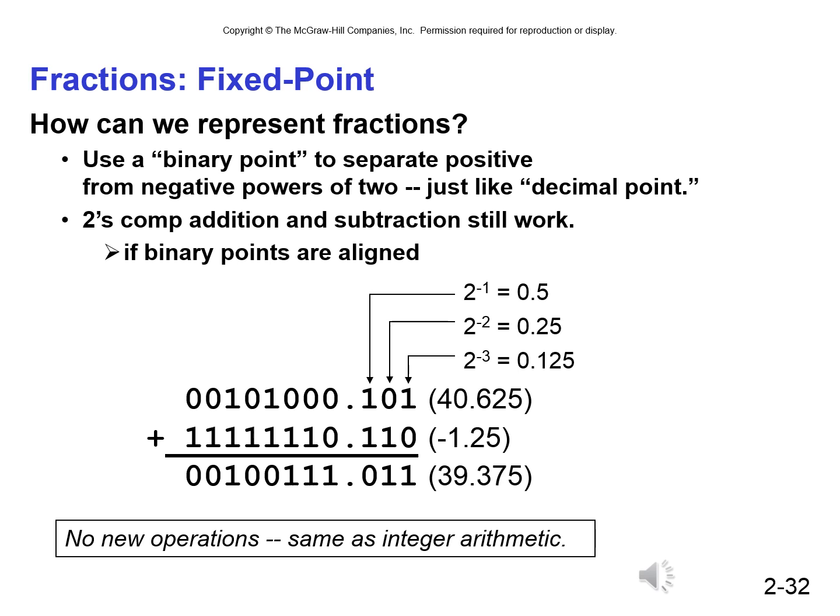One way of representing fractions is fixed point. Use a binary point to separate positive from negative powers of 2, just like a decimal point. 2's complement addition still works if the binary points are aligned. So this is one way this could be done. It's not the way the vast majority of modern computers handle decimal numbers. We're going to take a look at that next.